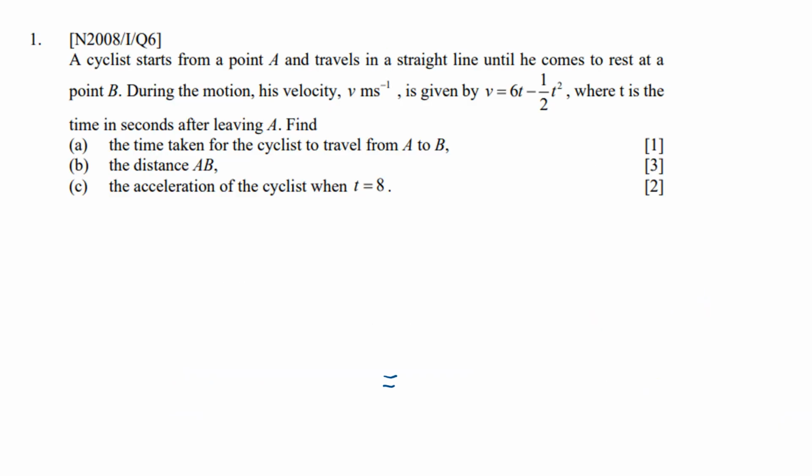Right, let's look at these questions here. So we have a cyclist that starts from point A and travels in a straight line until it comes to rest at the point B. During the motion, the velocity is given by v equals 6t minus half t squared, where t is the time in seconds after leaving A. For part A, we're asked to find the time taken for the cyclist to travel from A to B. Part B is to find the distance AB, and part C is to find the acceleration of the cyclist when t equals 8.